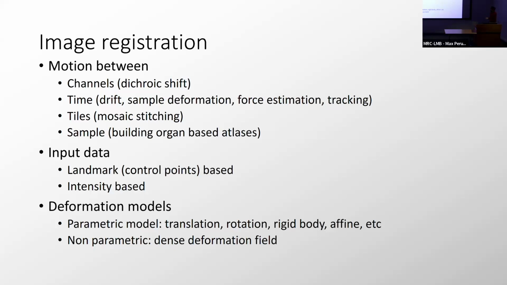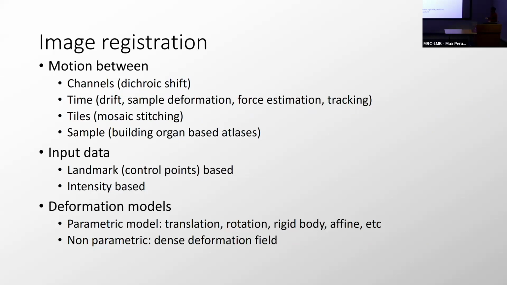So the input data for registration can be of two kinds. It can be landmarks, control points you have manually set in the image, or which have been automatically detected, what we call interest points. Or the registration could also be intensity-based, using directly the pixel information to align the two images. Or it can also be both in some other contexts.